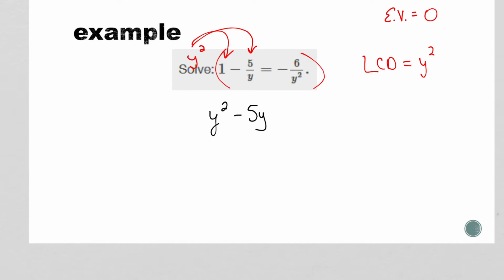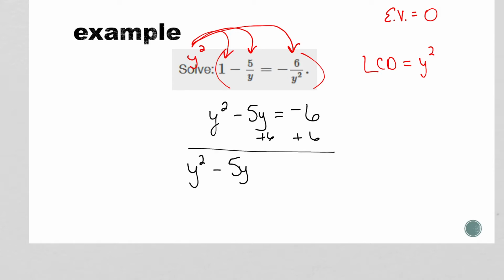Now right here, I'm going to do y squared times negative 6 over y squared. So the y squareds cancel each other out, and I'm left with just plain old minus 6 here. Now, how would you solve something whenever we have a y squared and a y term here, and we've got a minus 6 out here? Well, I would start by moving this minus 6 from the right side to the left side. So I end up with y squared minus 5y plus 6 is equal to 0.